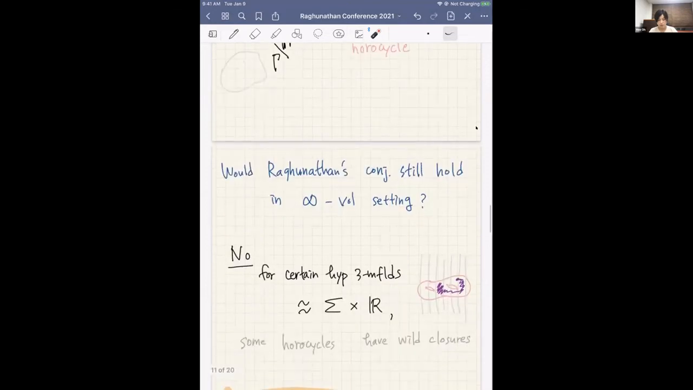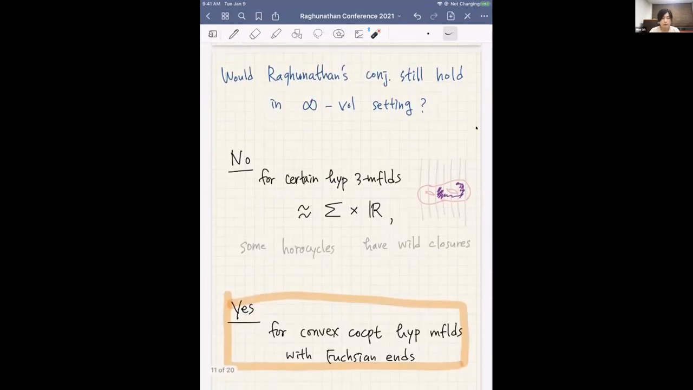So I said all of this to motivate the following question. What about the infinite volume setting? Can Raghunathan's conjecture still hold in the infinite volume setting? This is the question.